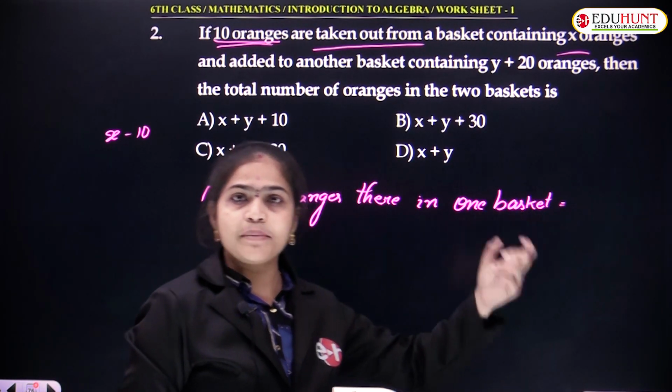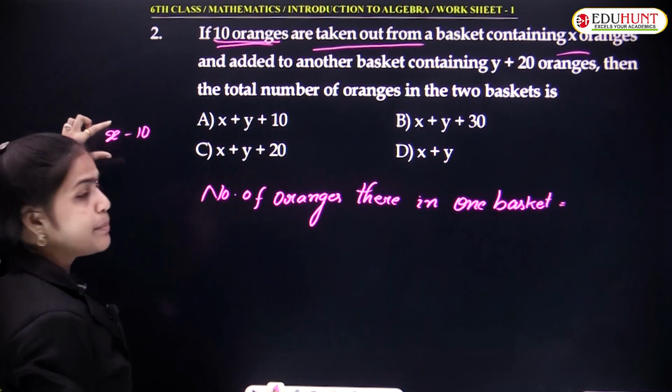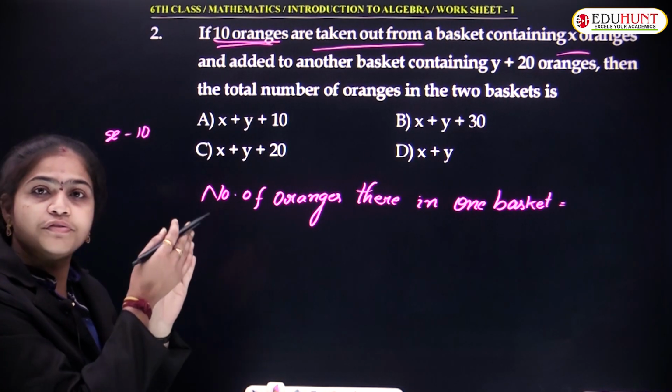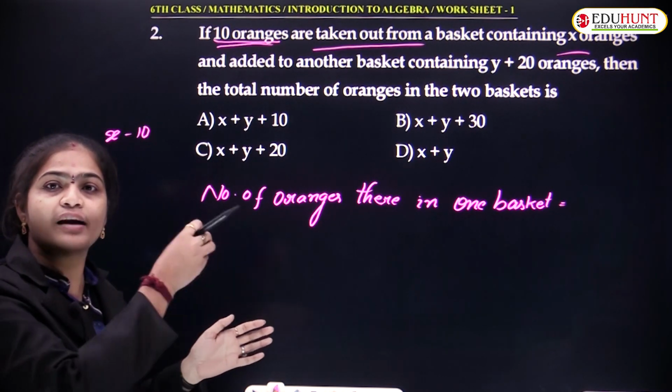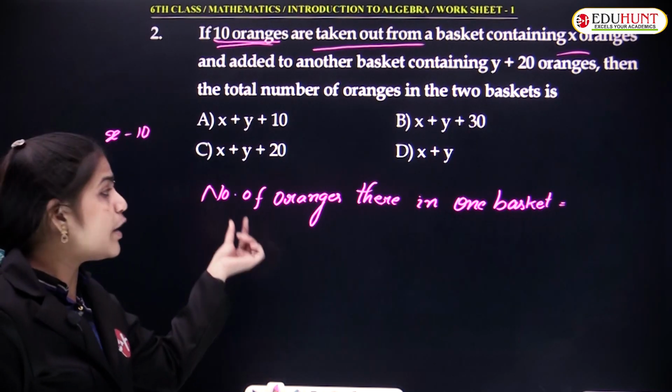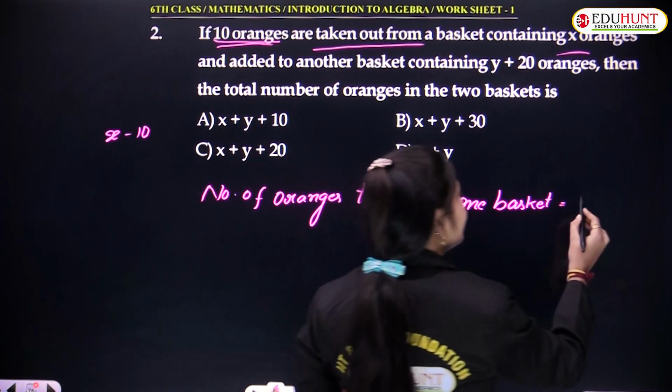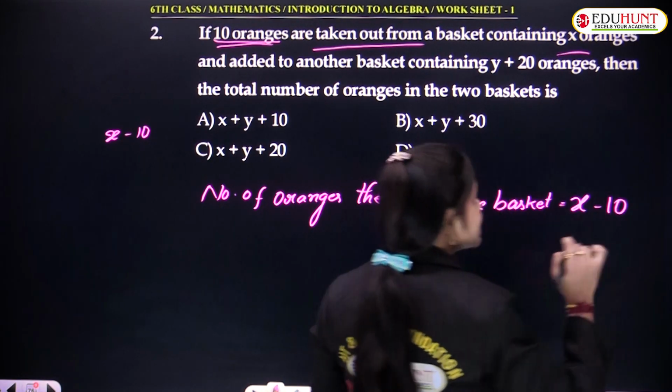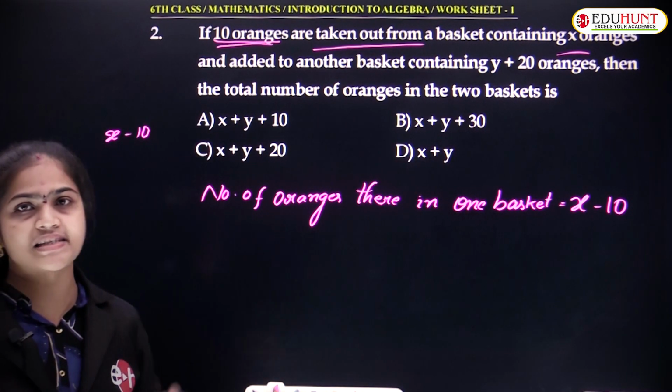Am I clear? The same condition applies here. X number of oranges are there. Out of those X oranges, we have taken out 10 oranges. Now how many oranges are there in that basket? X minus 10 oranges are there in that basket.